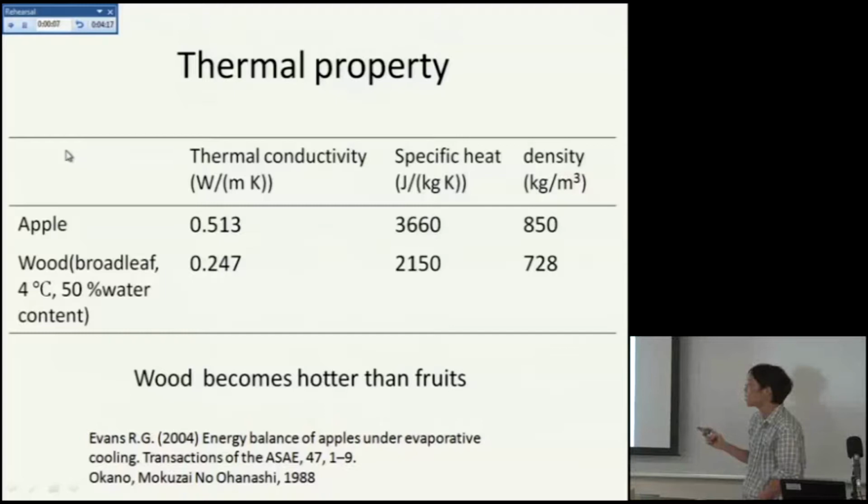Think about the difference of thermal properties of apples and stems. I couldn't find the thermal properties of apple stems. However, there are thermal properties of wood, so I use the parameters of wood. As you can see, thermal conductivity, specific heat, and density of wood are lower than apple fruits. So we can understand the stem area becomes hotter than fruits.